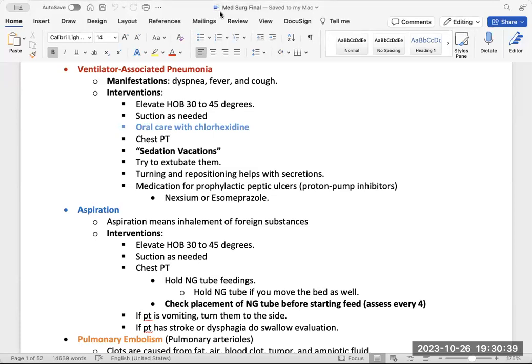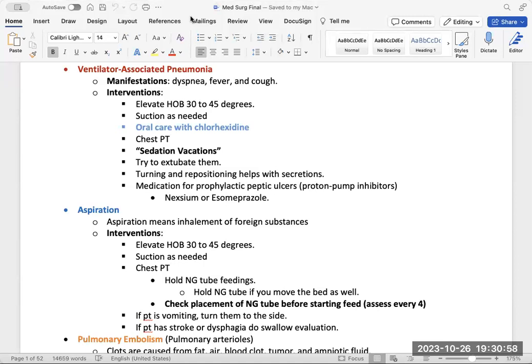And I remember this term sedation vacations, where they try to take them off some of that sedation to see if they're able to breathe on their own, to try to extubate them, because we don't want them on a ventilator forever because they might get long-term complications. So we want to try to reduce the need for the use of the ventilator.